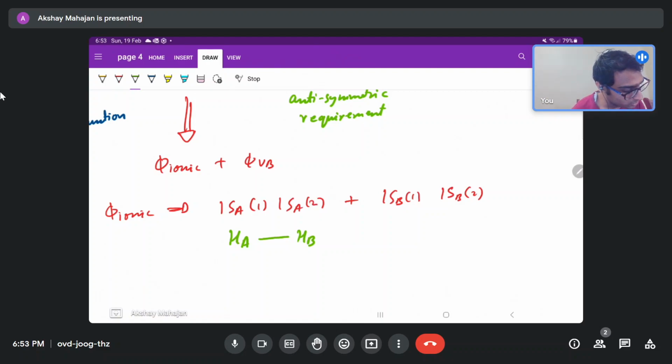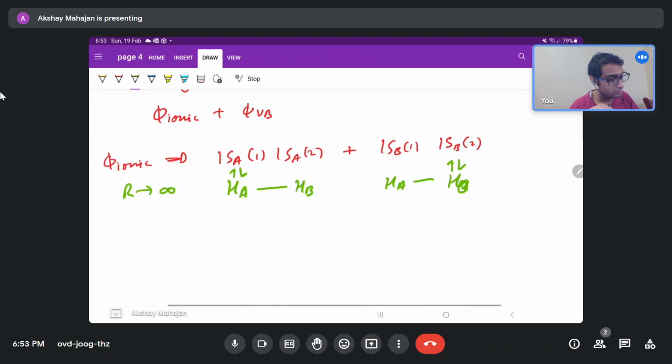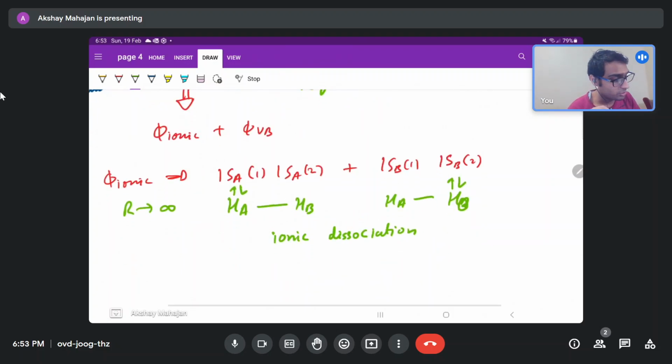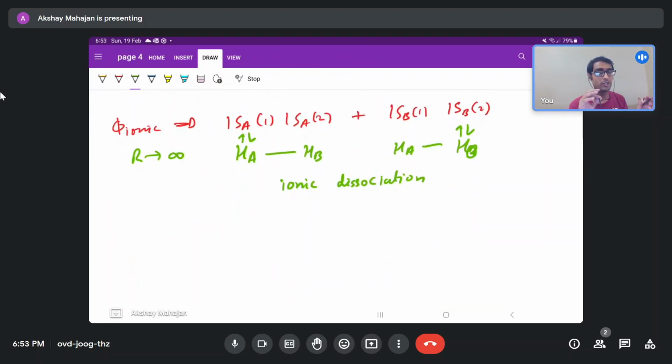both the electrons, when r tends to infinity, will go to atom A, or both the electrons can go to atom B. This kind of dissociation is called ionic dissociation. So from your ionic variational bond, at r infinity, we are getting two kinds of dissociation.